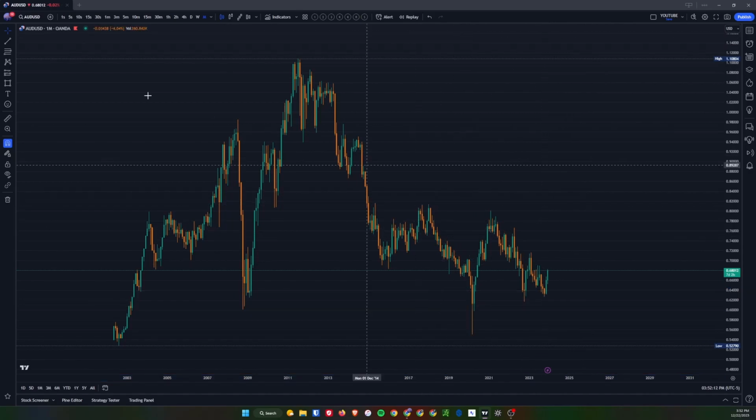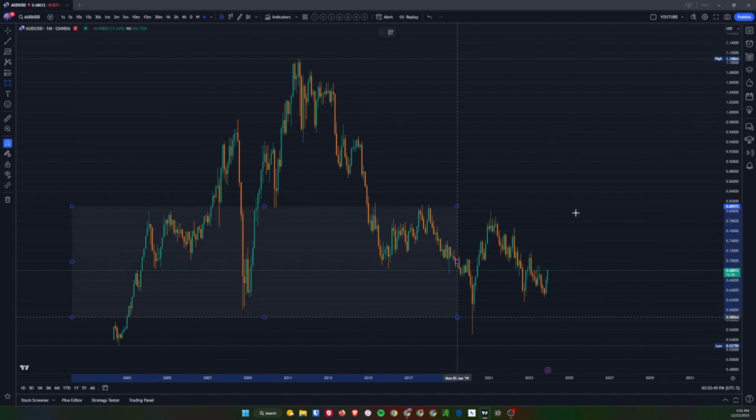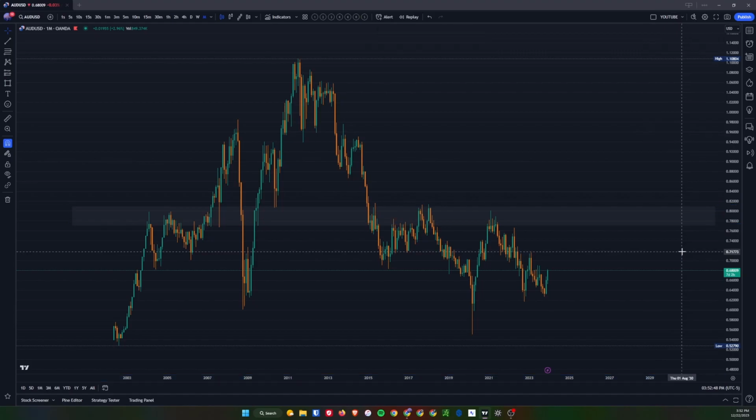Okay, let's draw a supply level on the monthly time frame. Demands are bottoms, supplies are tops. That's all you need to know. What about supply levels? We got a high here, respected here, got another high here, high here, high here. Boom. So that's a supply level.